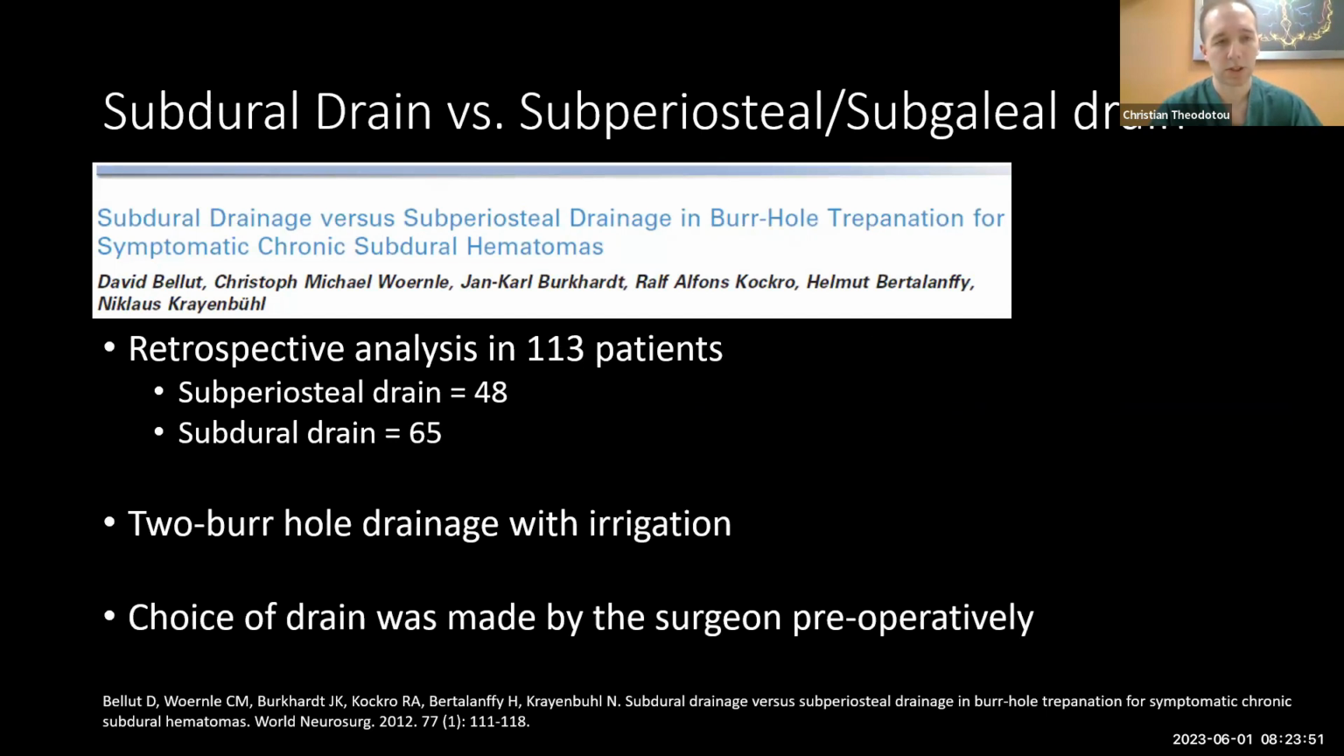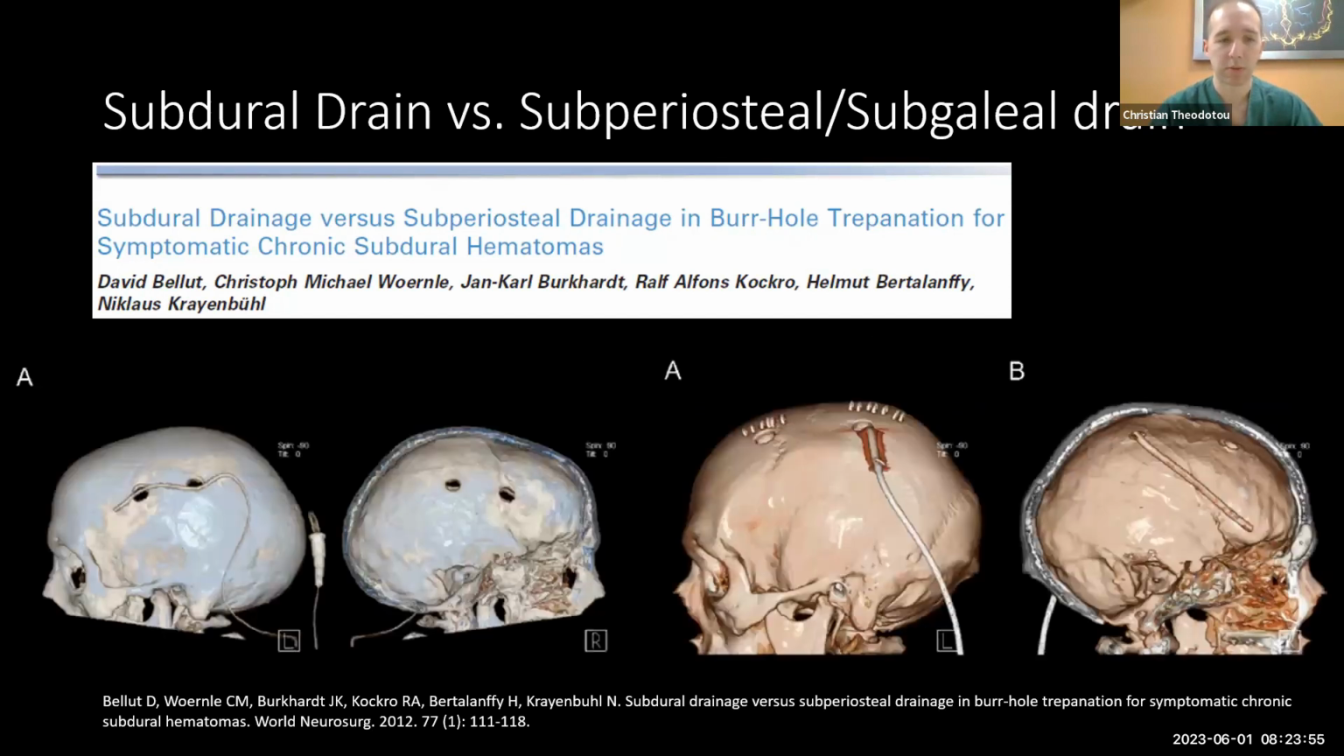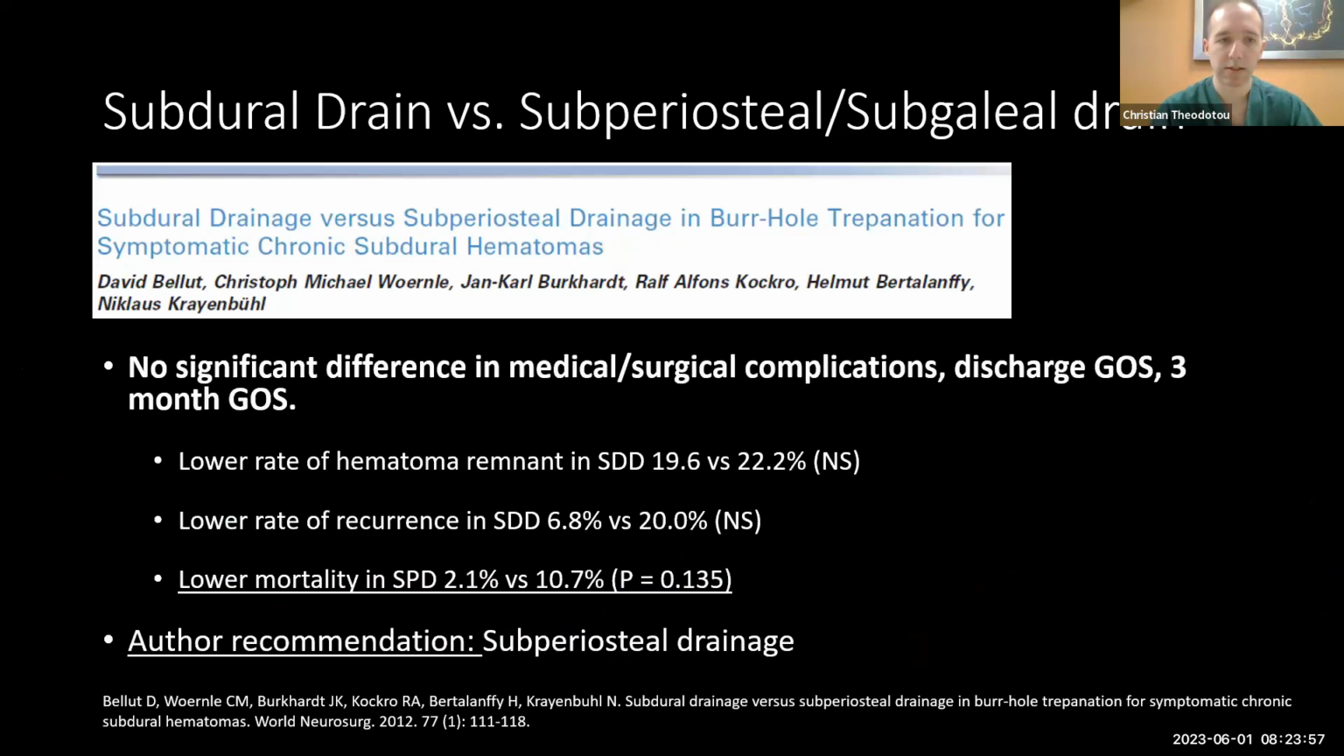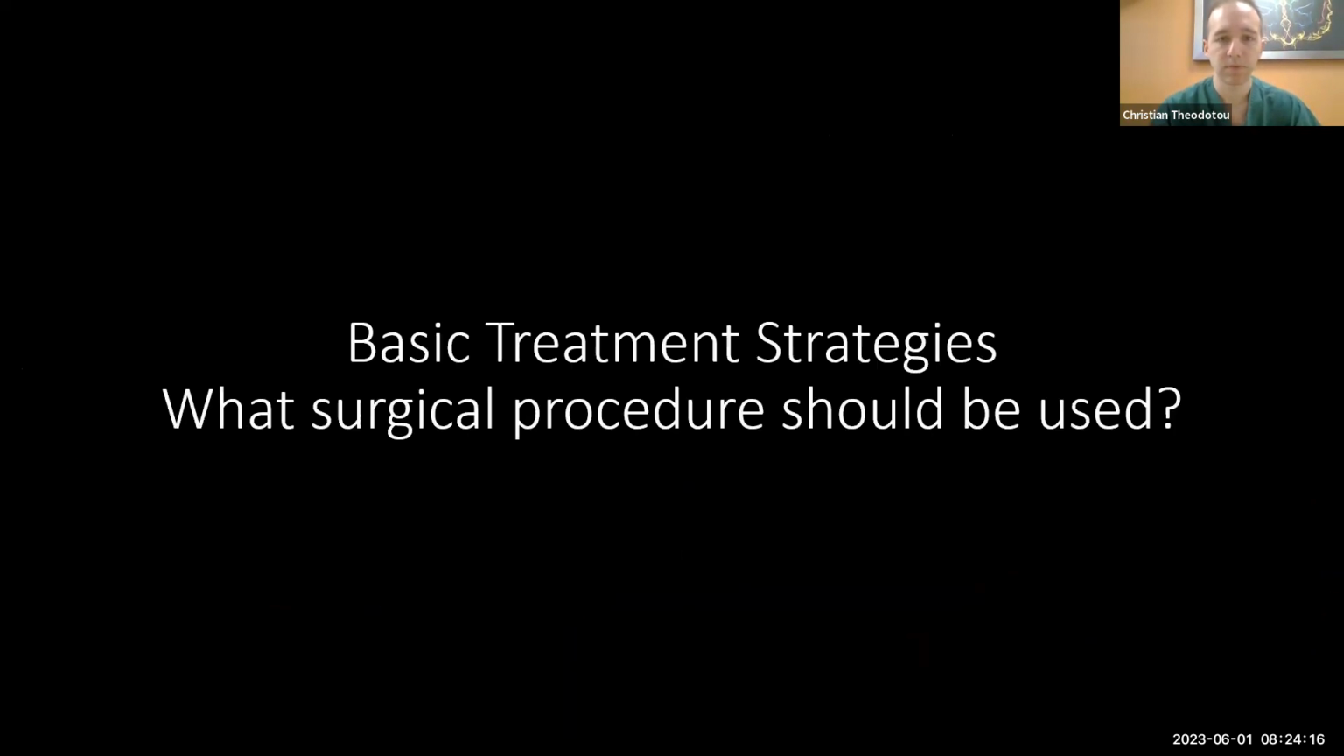So this was a study where they did both. It was chosen preoperatively. You can see where the drains were placed. They didn't really see a difference in the two drains. They did have a lower mortality in the subperiosteal drain, which is why they recommended it. But if you look at the rate of recurrence, the subdural drain actually does have a lower rate of recurrence than the subperiosteal drain, although that was not statistically significant.